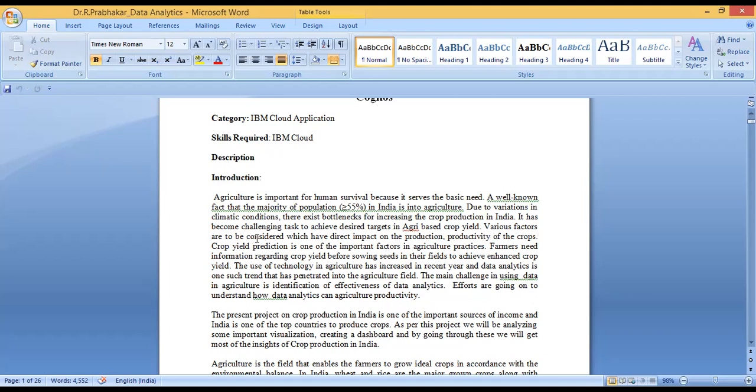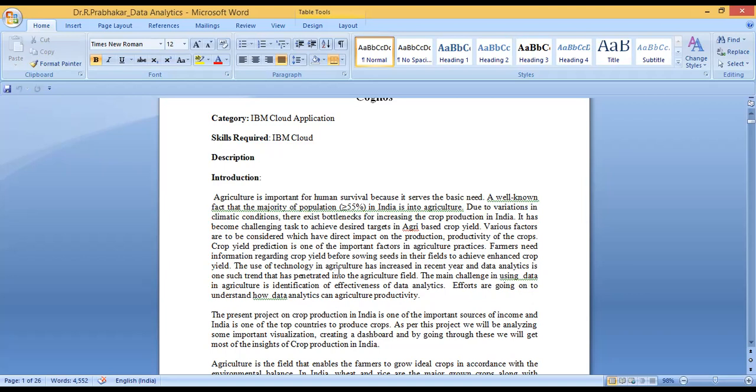Various factors are to be considered which have a direct impact on the productivity of the crop. So crop yield prediction is one of the important factors in agriculture practices. Farmers need information regarding the crop yield before sowing seeds in their fields to achieve enhanced crop yields.